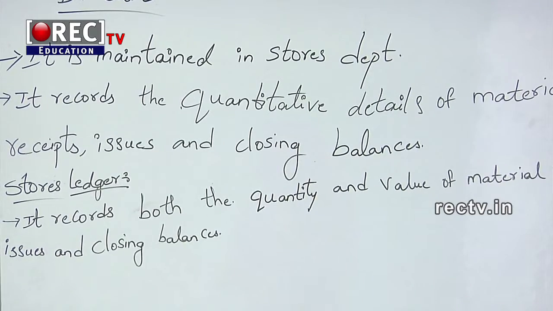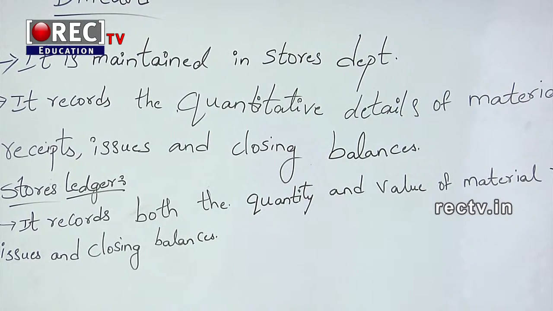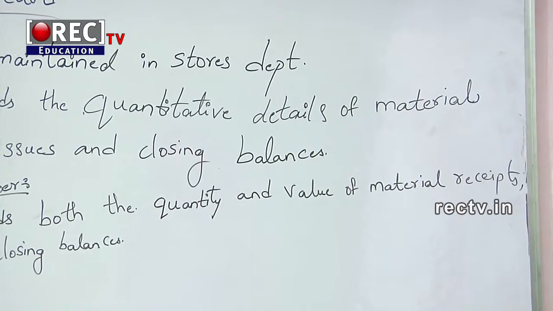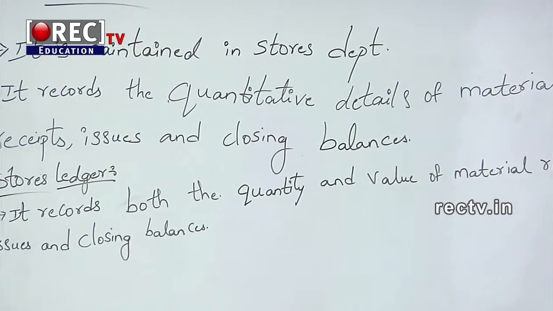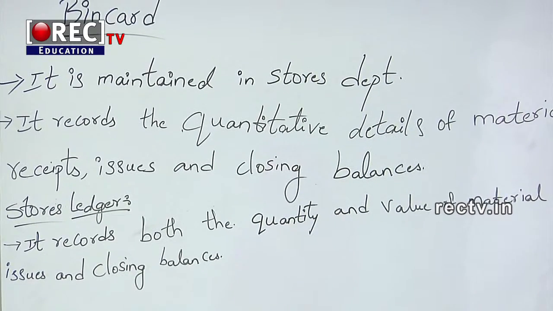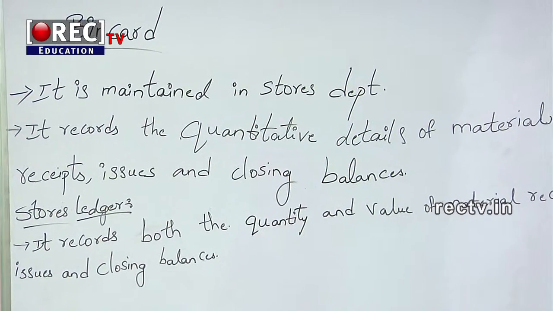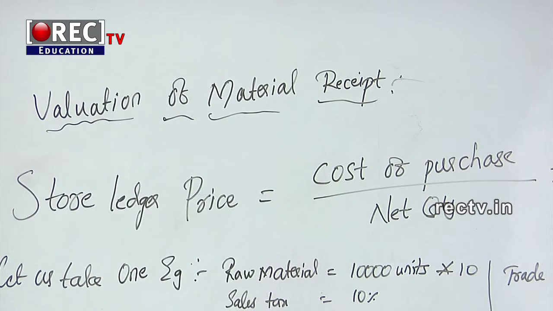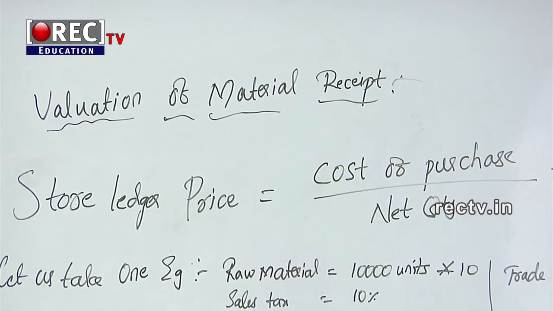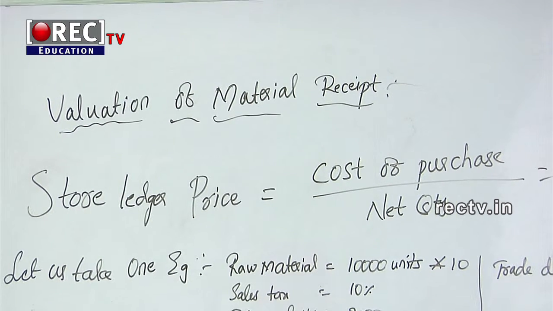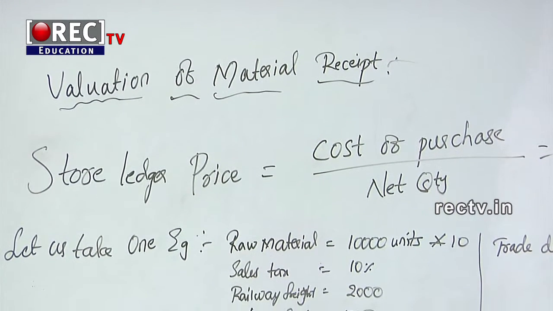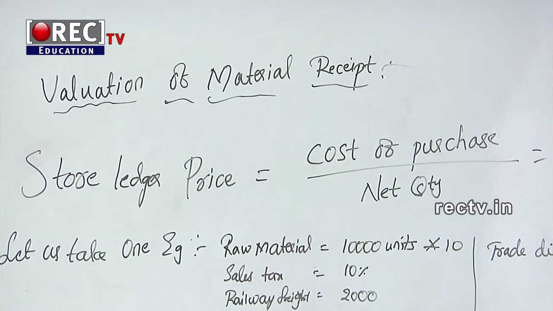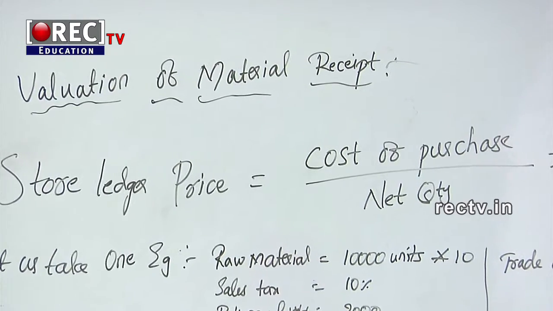Stores ledger. Stores ledger records both the quantity and value of material receipts, issues and closing balances. Now we need to know at what rate the material should be entered into the stores ledger. For that, let's see this simple formula. Stores ledger price is equal to cost of purchase divided by net quantity.